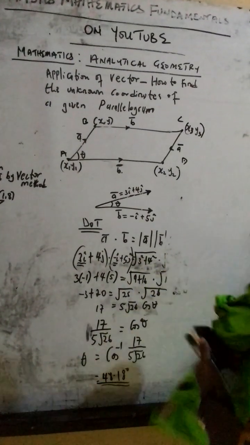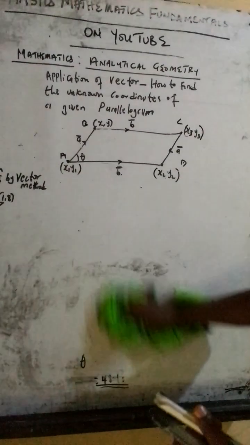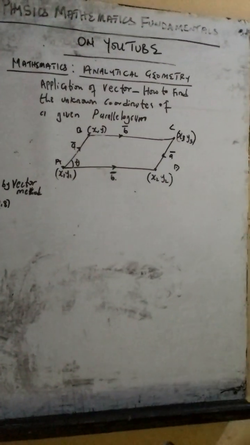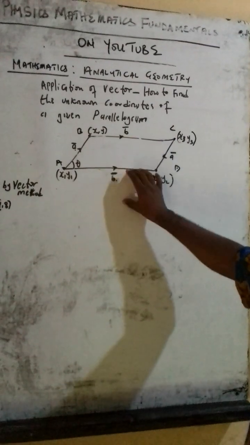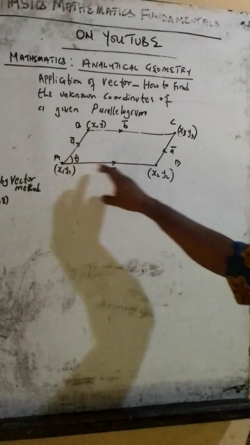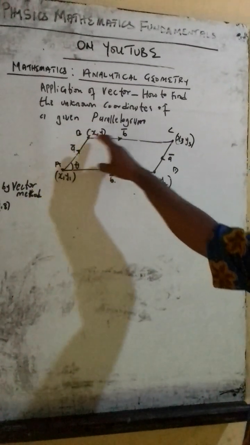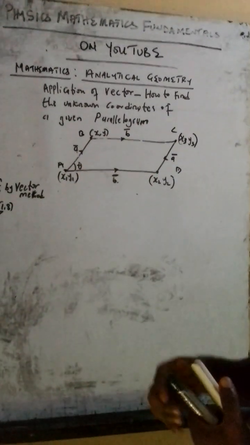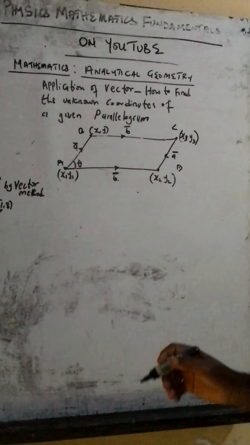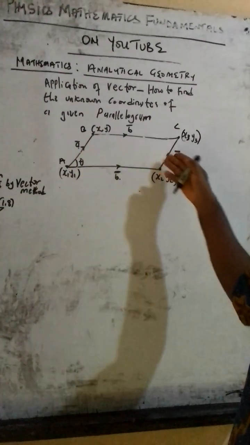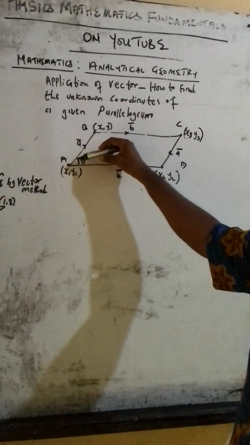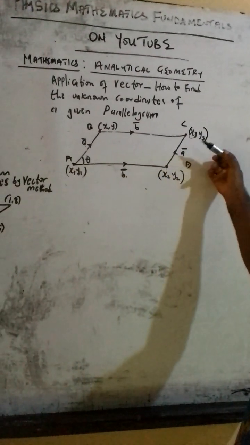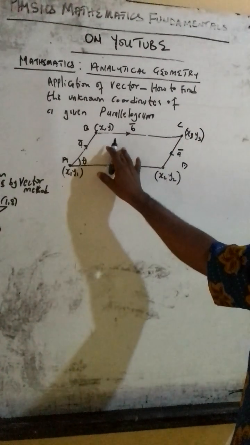So here now, I look at this parallelogram. The two sides are of the same magnitude. This side here, side AD, is of the same magnitude as side BC. That means the vector AD must be equal to vector BC. The same thing is applicable to this other side of the parallelogram. The vector AB must be equal to vector DC. So let me start with this now.